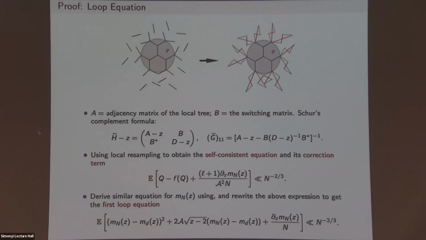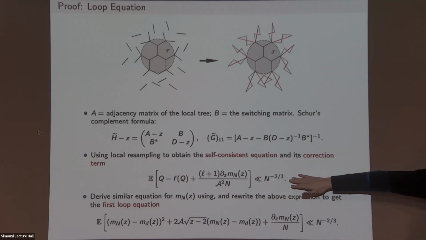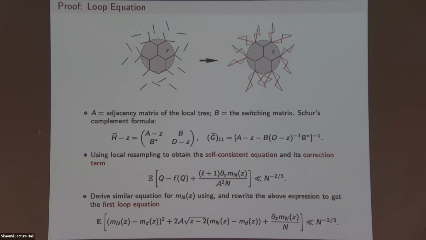And mathematically, if you want to derive it, you can use the Schur complement formula, which allows you to compute the inverse of the Green's function. I will not bother you with this formula. Essentially, the idea is just to use this local resampling to identify this self-consistent equation and get the correction term, which gives the loop equation. If you look at this equation, you may feel it's actually not that complicated. But the key challenge here is to show this error is small, smaller than n to the minus 2/3. Then after scaling, it will vanish.